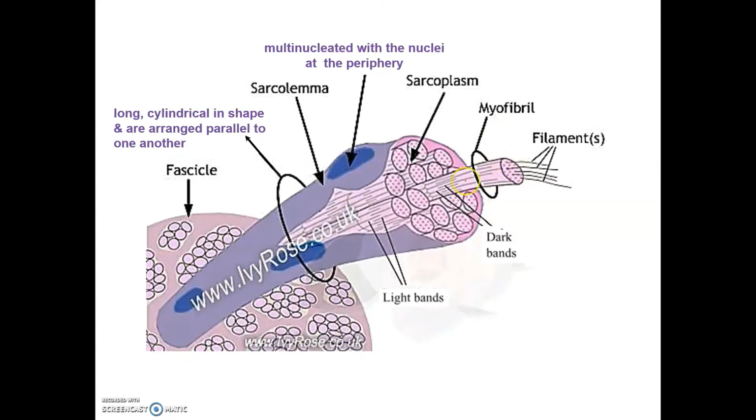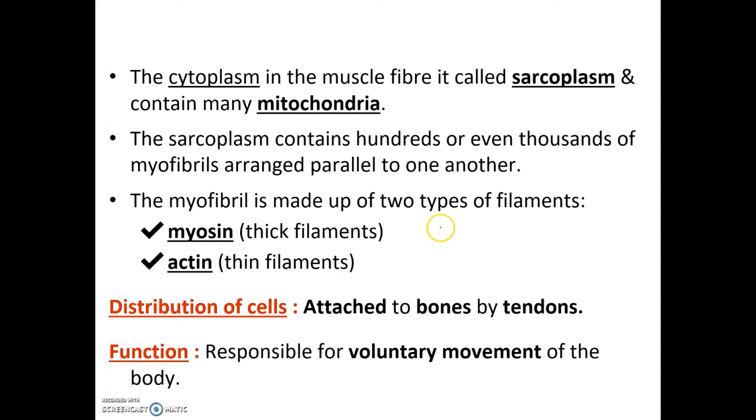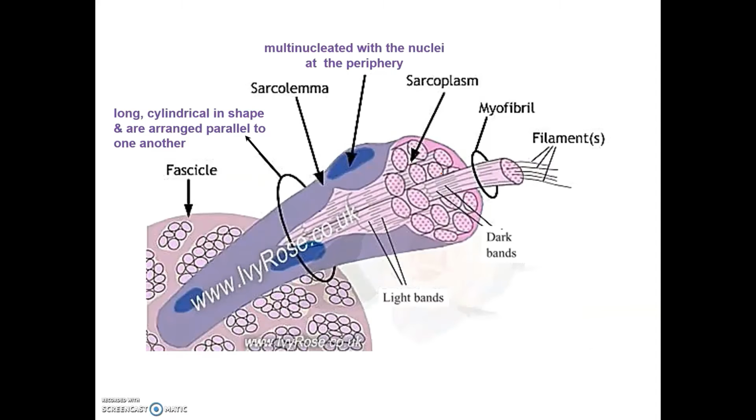So this is the muscle fiber which has the striation, dark bands and light bands. The cytoplasm is called sarcoplasm, and it contains many mitochondria because they need a lot of energy in the form of ATP. The sarcoplasm contains hundreds or even thousands of myofibrils arranged parallel to one another, just like the diagram we have seen just now.